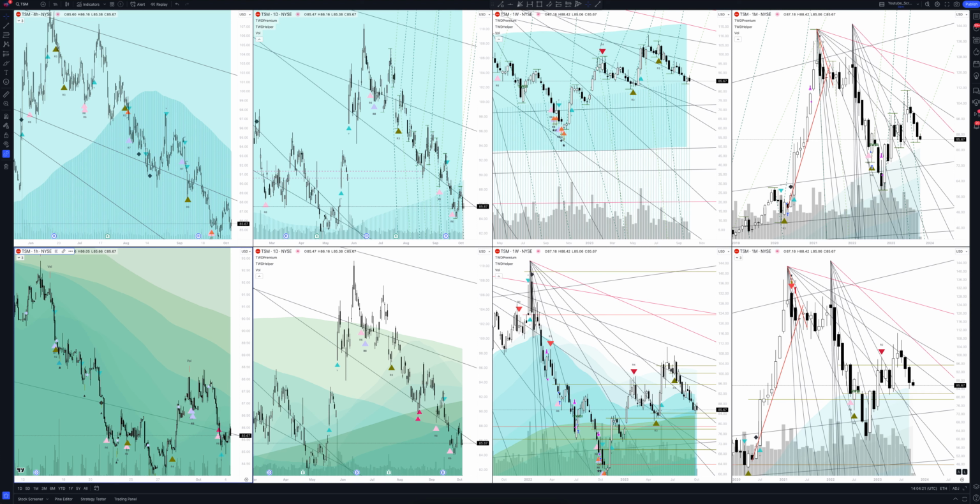Today we will take a look at Taiwan Semiconductor Manufacturing stock. Let's analyze the market situation and find out how you can make money on it. Let's start.